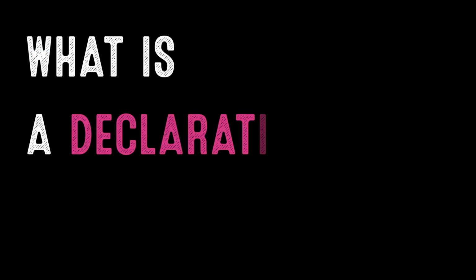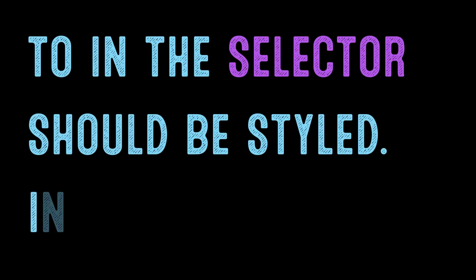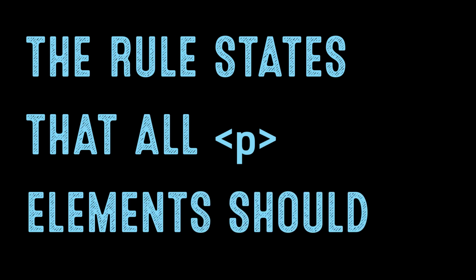What is a declaration? Declarations indicate how the elements referred to in the selector should be styled. In this example, the rule states that all P elements should be shown in Helvetica.